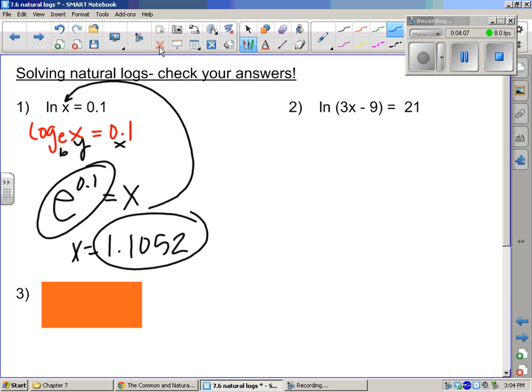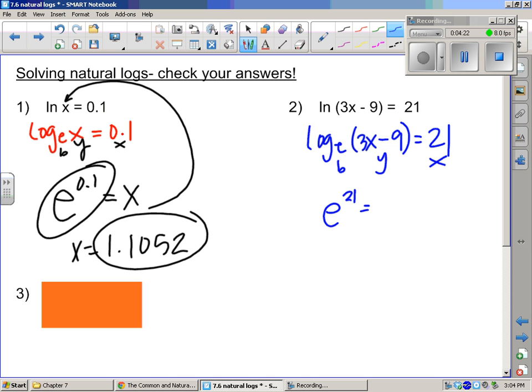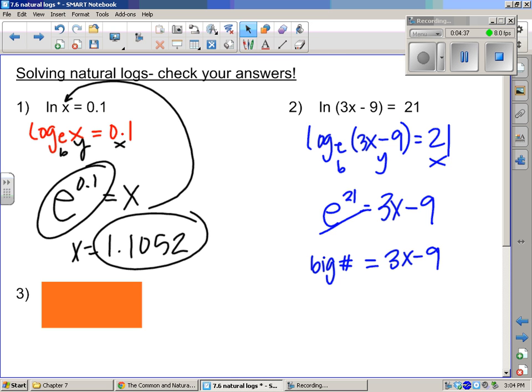Okay, so we have another base e here. So I'm thinking in my head it's log base e of 3x minus 9 equals 21. Okay, so then base e to the 21. What is this? This is the y. Okay, so e to the 21 equals 3x minus 9. This is going to be huge. e to the 21, yes, so I'm going to just leave it in the calculator. Some big old number. But you should get that answer and leave it in the calculator.